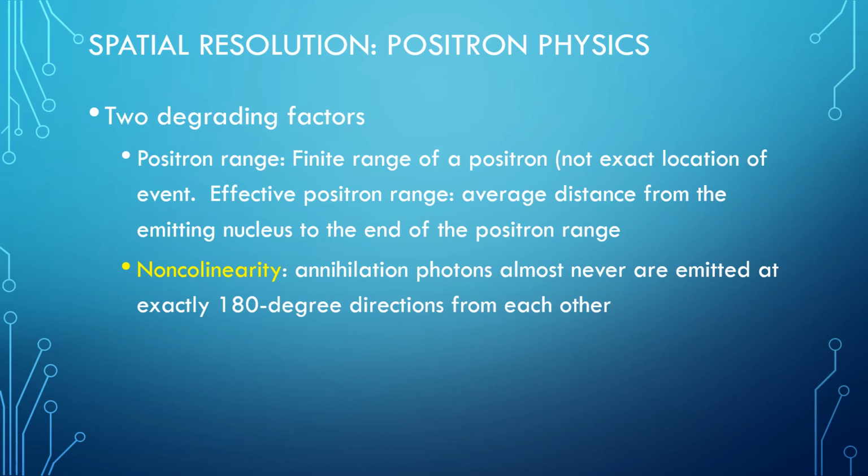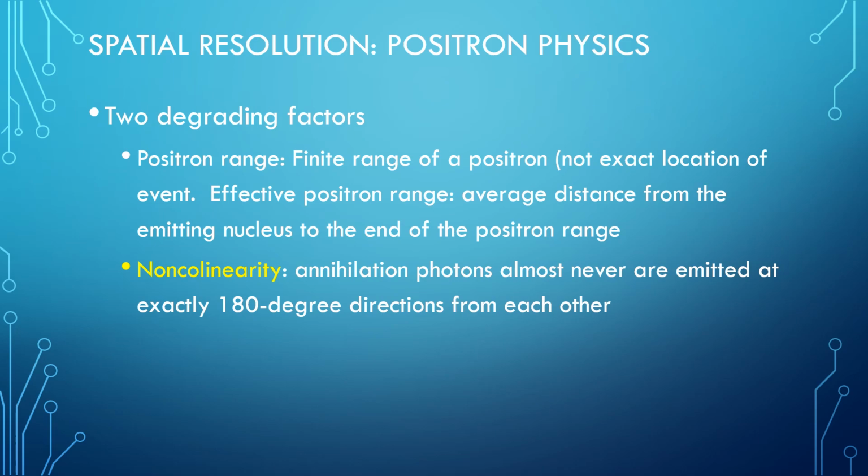Now, there are a couple degrading factors to spatial resolution in PET. One is the effective positron range. This is the finite range of the positron, and it will travel a distance from the nucleus it was emitted from before it has that annihilation reaction. The annihilation reaction photons are what we see. We're not able to see that positron decay. So therefore, we can get the annihilation event, but not the exact location of where the radiopharmaceutical is actually going and where the positron decay is occurring.